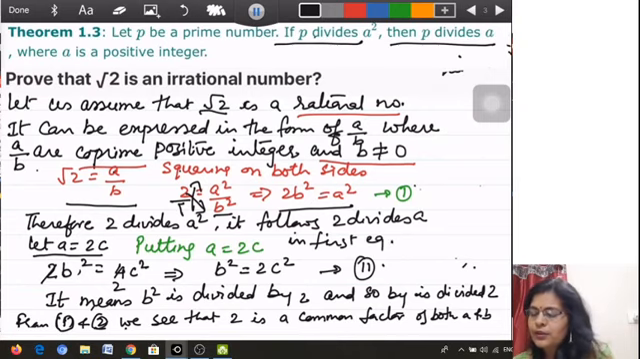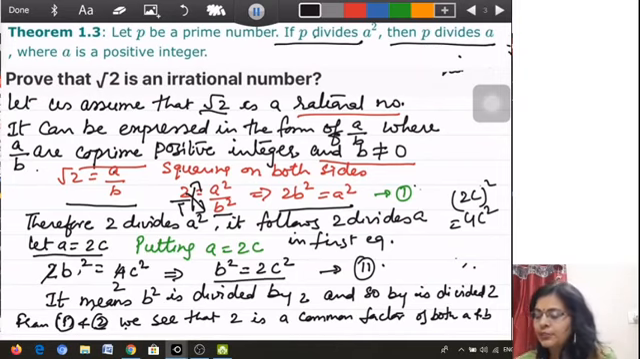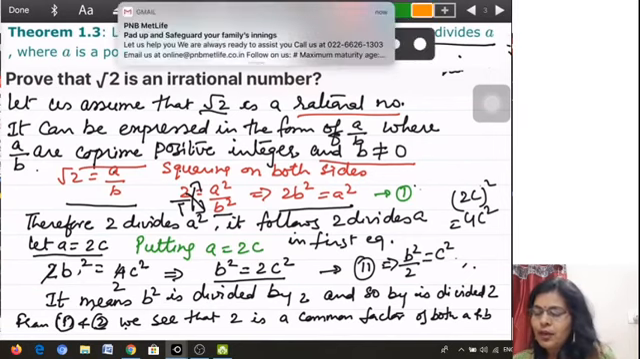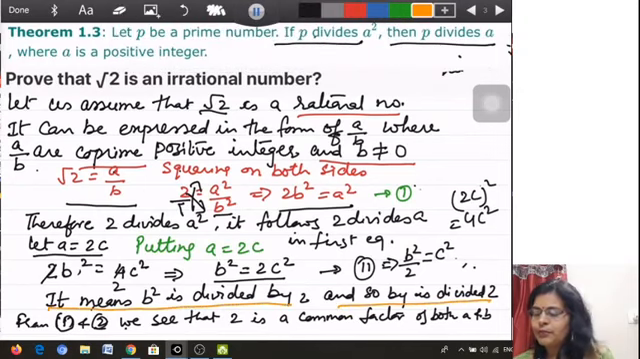So 2b square is equal to a square means 2c whole square, which will become 4c square. So 2b square is equal to 4c square. We can cut here, 2 2s are 4, so it has become b square is equal to 2c square. The same thing again, we can write b square upon 2 is equal to c square. So b square is divided by 2, so b is also divided by 2.